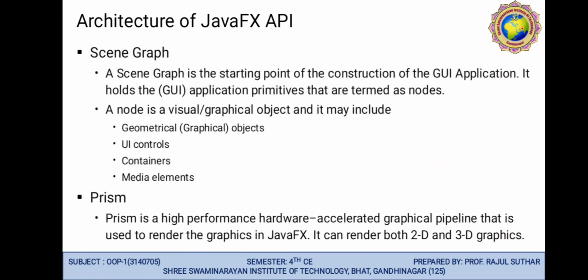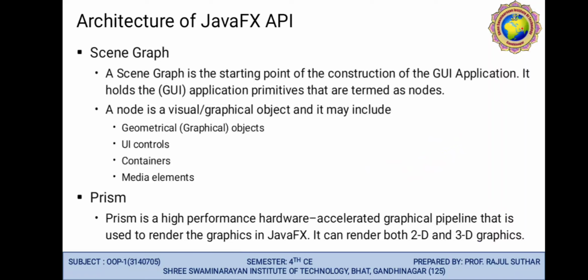Then Prism. What is the use of Prism? Prism is a high performance hardware accelerated graphical pipeline that is used to render the graphics in JavaFX. It can render both 2D and 3D graphics. We can say that it is covered in the graphics engine. So what is the use of the graphics engine? The JavaFX graphics engine is used to support graphics for the scene graph. 2D and 3D graphics are supported by the graphics engine while creating the graphic application. It is essential to render the objects and refresh the screen.